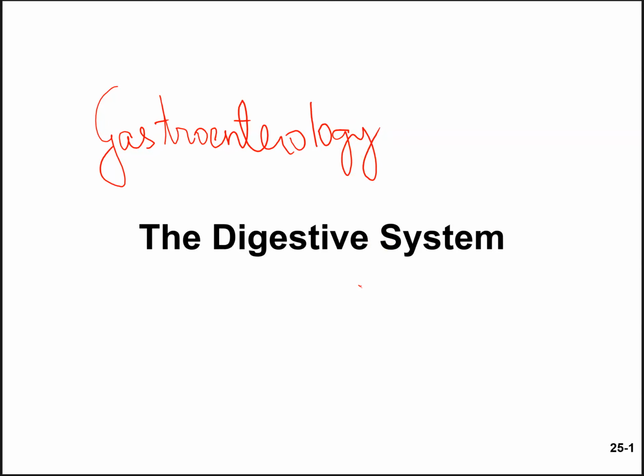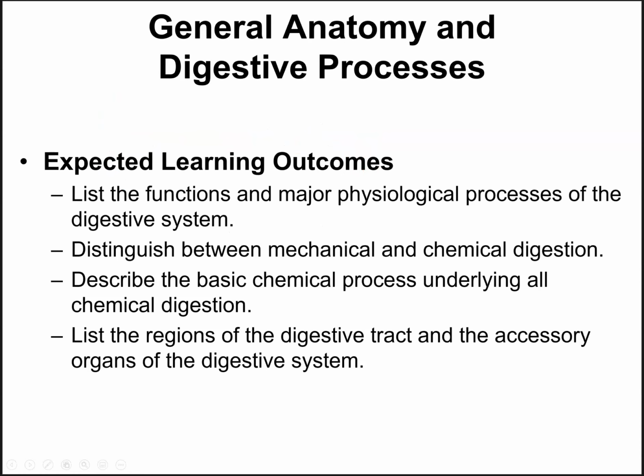And in this chapter, we will be covering the major functions of the digestive system, the differences between chemical and mechanical digestion, some basic chemical processes that help in chemical digestion, and some tissues and accessory organs that help in absorption and digestion.